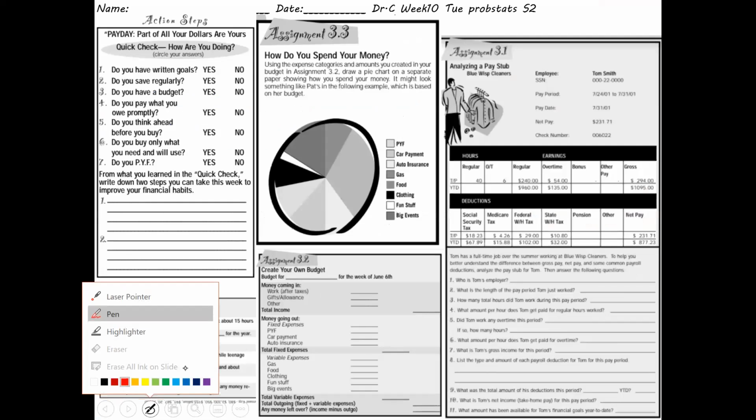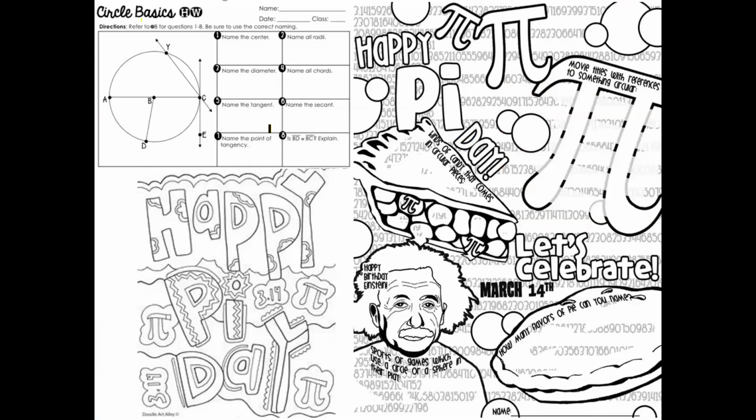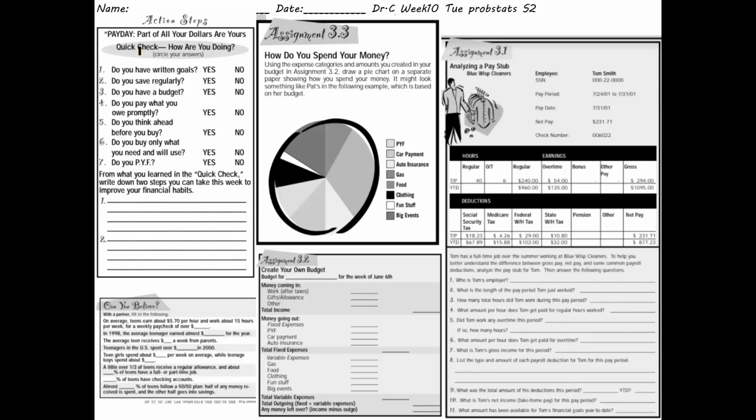The first thing I'm going to have you do is take a look at action steps when it comes to payday. Part of all of your dollars are yours. Okay, quick check. How are you doing in terms of your goals? Do you have a written goal, yes or no? Do you save regularly? Do you have a budget? Do you pay what you owe? Do you think ahead before you buy? Do you buy only what you need and will use? And do you PYF, which I actually don't know what it means, but if you read pages 9, 10, 11, and 12, it'll tell you what that acronym is.